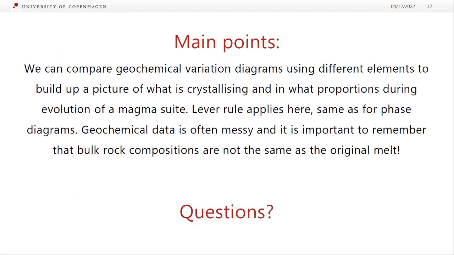All right. So yes, we can use different elements and compare the geochemical diagrams for all these to make a unique solution to what's crystallizing and how a magma suite is evolving. We can also use the lever rule, same as for phase diagrams, and it's really important to remember that the bulk rock compositions we see are not just one-to-one, they're not just melts, right? Does anyone have any questions on that?